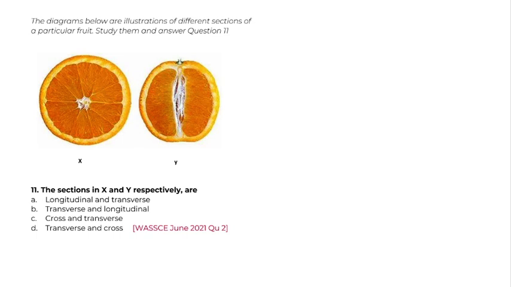Now if you've done section, you know that if you cut along the width, it is transverse, and if you cut from top to bottom along the length of the sample, into equal parts, it is longitudinal. So our answer, the X is transverse and the Y is longitudinal. So our answer over here is B, transverse and longitudinal.